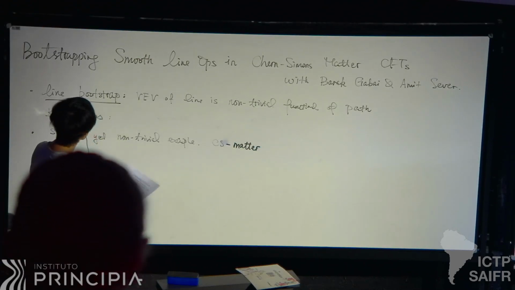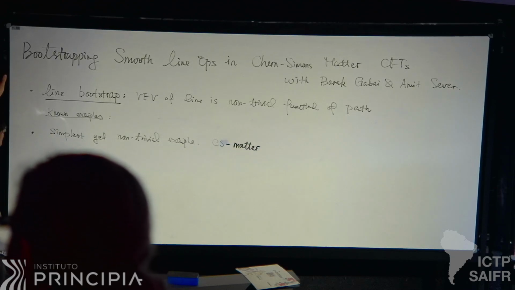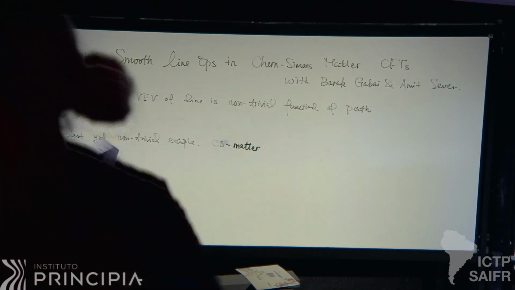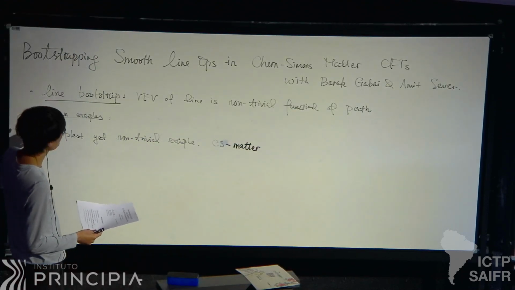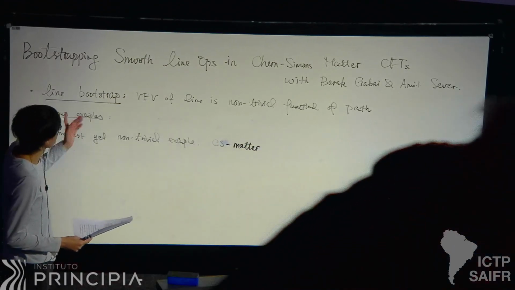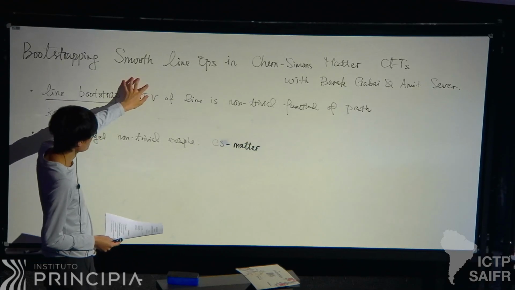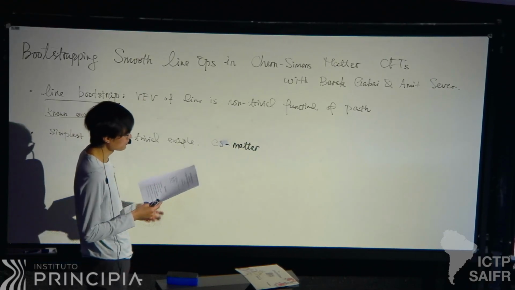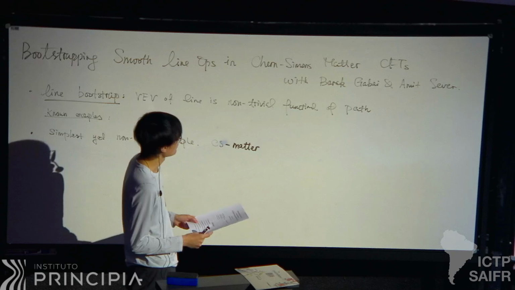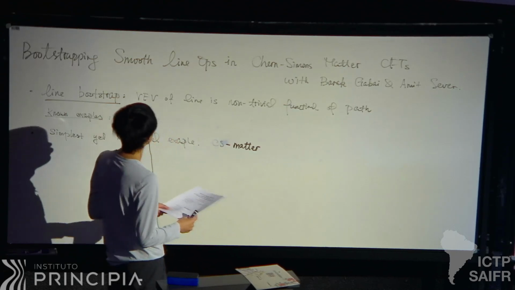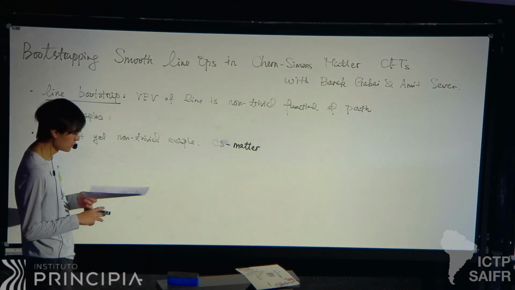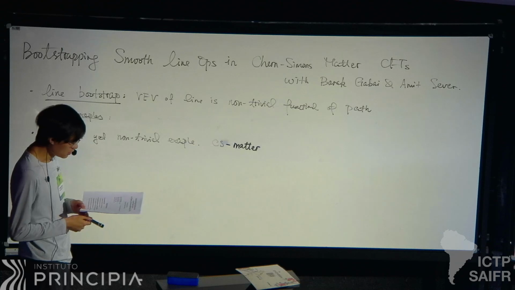And today, back to physics, I'm going to present something more conceptual. There are no complicated computational techniques involved in this part, and our goal is to study smooth line operators in a simplistic conformal field theory example, the so-called Chern-Simons theory. The work was done with Barak, who is currently a postdoc at EPFL, and Amit, who is a professor at Tel Aviv University.